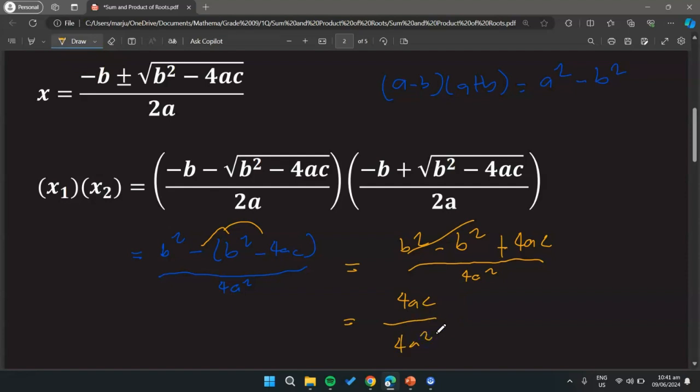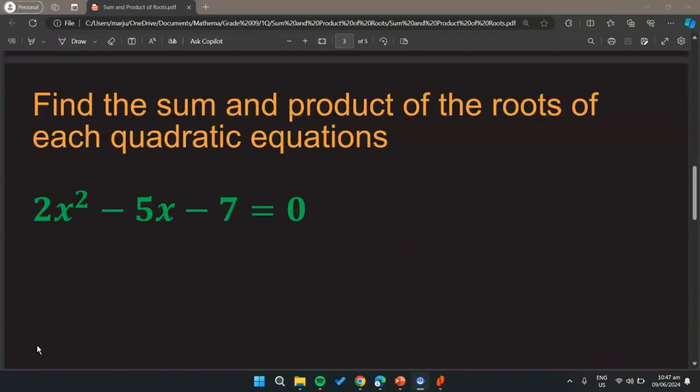Now if we simplify, this will just give us 4ac all over 4a times a. So the 4 and one a will be cancelled out, and we are left with c over a. Meaning to say, the product of the roots is just equal to c over a. So using that information, let's try to solve this problem.